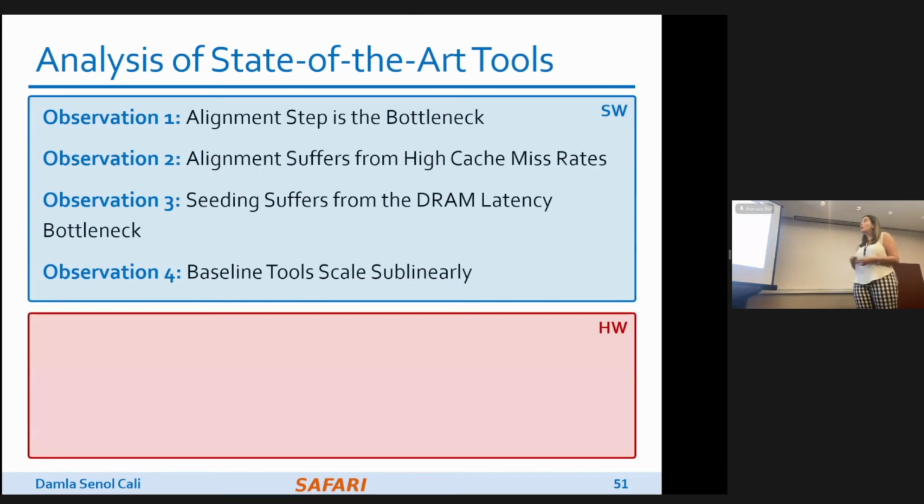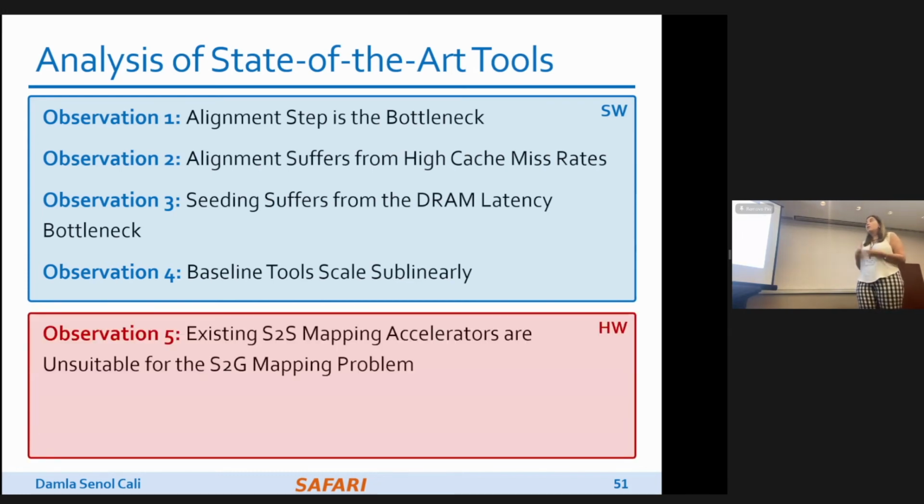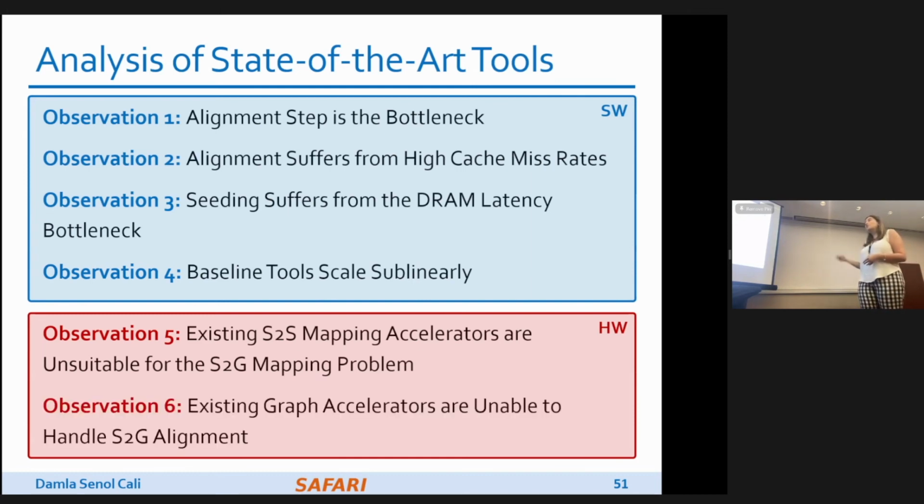So we move on to some possible hardware accelerators. First of all, we looked at existing sequence-to-sequence mapping accelerators because we didn't have any sequence-to-graph mapping one. But we found that they are unsuitable for the sequence to graph mapping problem because we have to incorporate hops. We also looked at existing graph accelerators because we have many of them. They could help the seeding step with the memory access part. But when we look at the alignment, which is the expensive part, they are completely different algorithms, completely different computational problems. That has nothing to do with graph traversal, for example. So existing graph accelerators are unable to handle alignment as well.